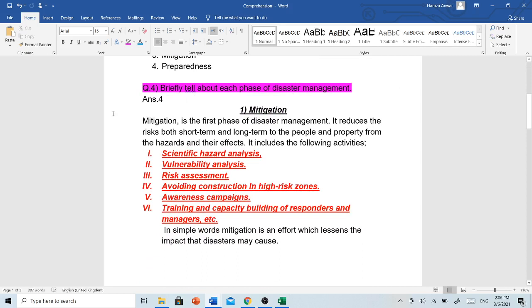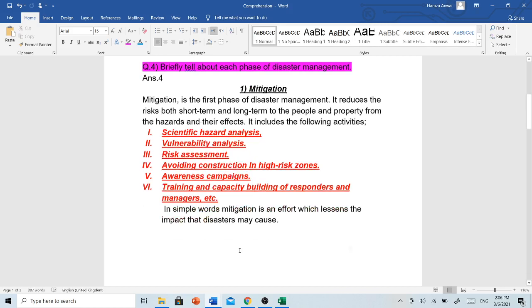First phase is mitigation. Mitigation is the first phase of disaster management. It reduces the risks, both short term and long term, to the people and property from the hazards and their effects. It includes the following activities: number 1, scientific hazard analysis. Number 2, vulnerability analysis. Number 3, risk assessment. Number 4, avoiding construction in high risk zones. Number 5, awareness campaigns. Number 6, training and capacity building of responders and managers, etc. In simple words, mitigation is an effort which lessens the impact that disasters may cause.